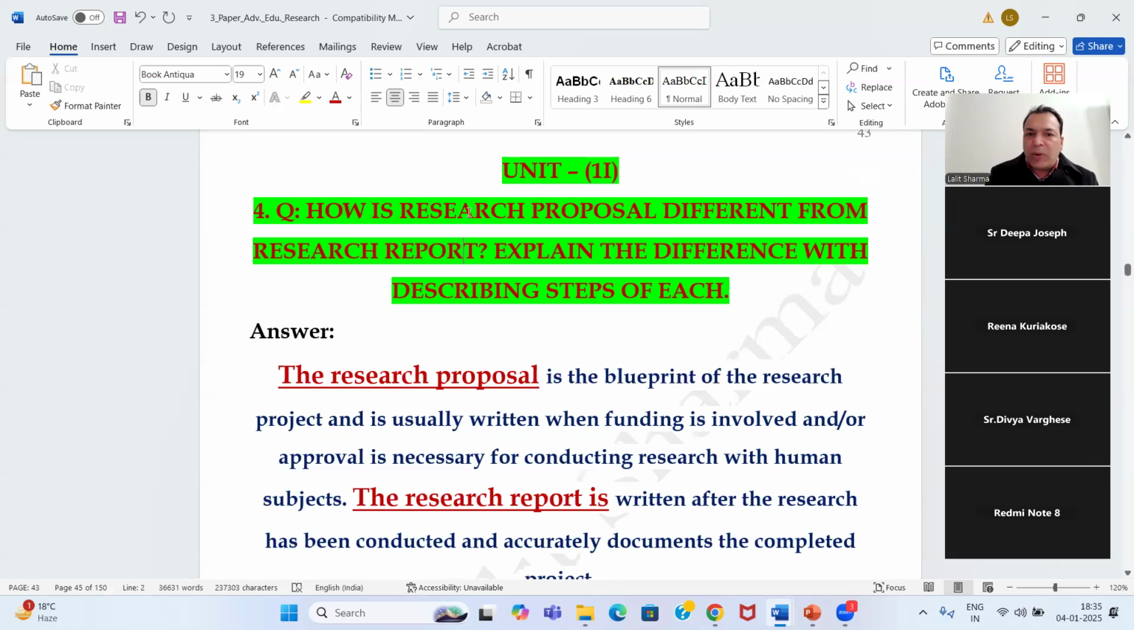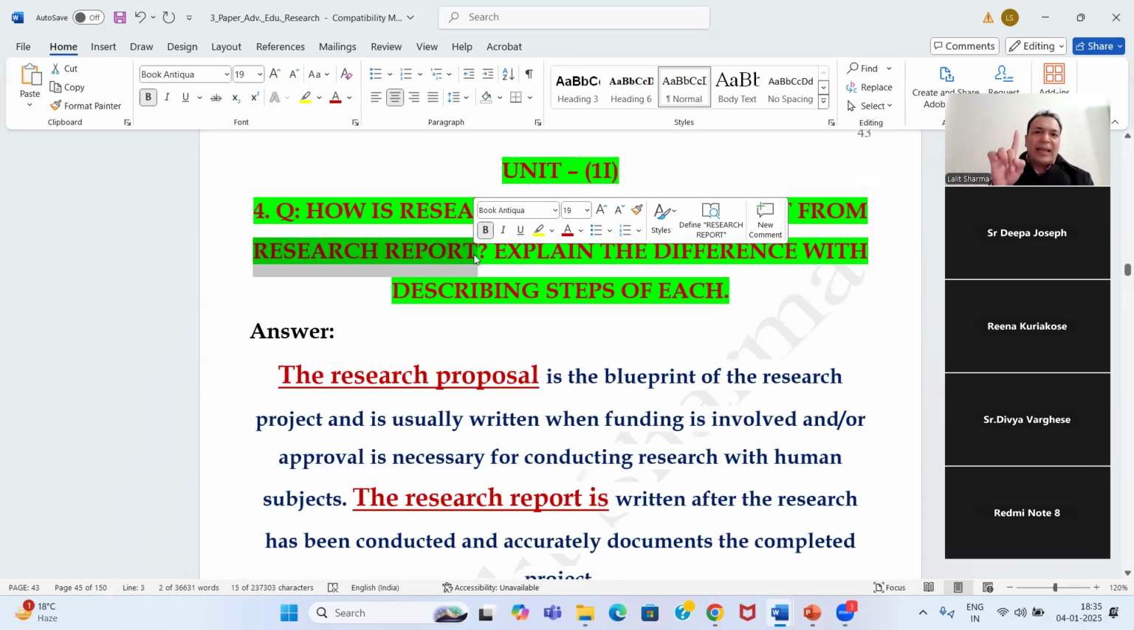So first of all, you should know what a research proposal and a research report are. In one line, I tell you the answer. The research proposal is your synopsis, which you submitted in M.Ed semester 2. Do you remember now? Semester 2, you submitted the synopsis. Do not forget it. Take the printout of it, because all the semesters are interrelated with each other.